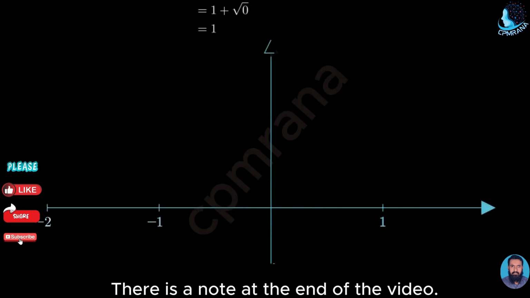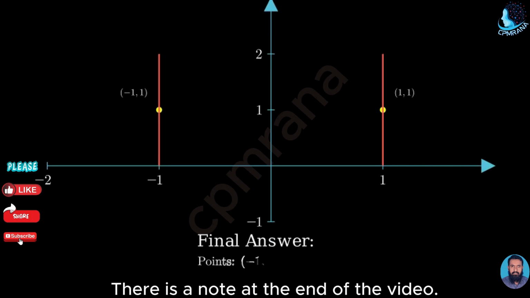Let's visualize these points on a graph. Here's our curve, and the points we found are at (1, 1) and (-1, 1). At these points, you can see that the tangent lines are indeed perpendicular to the x-axis. Therefore, the points where the tangent line is perpendicular to the x-axis are (-1, 1) and (1, 1).